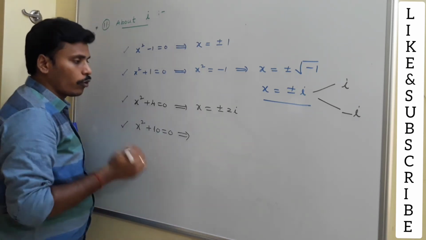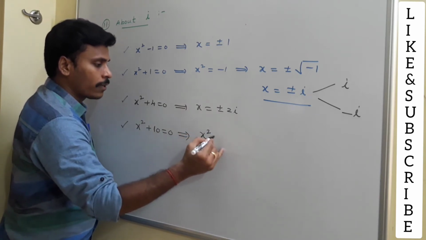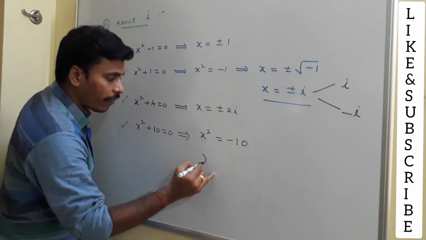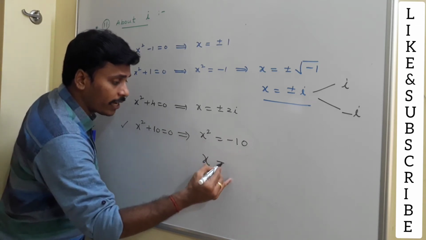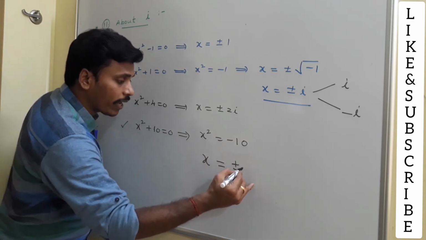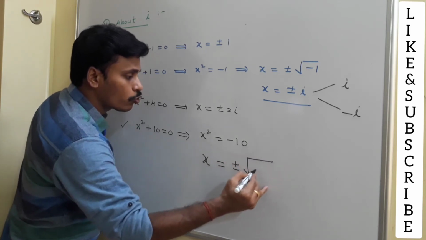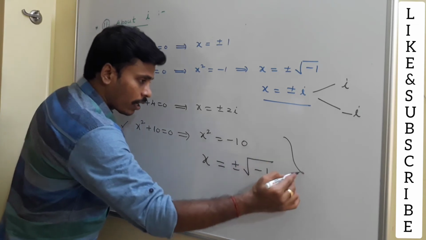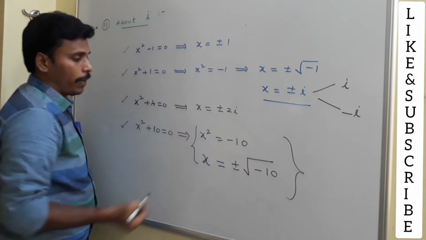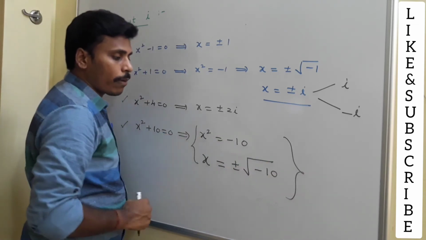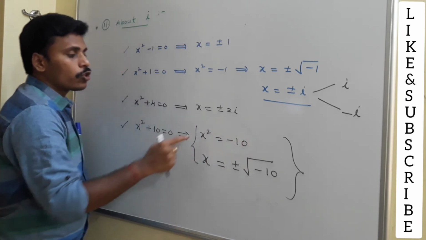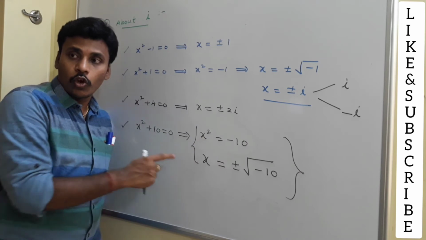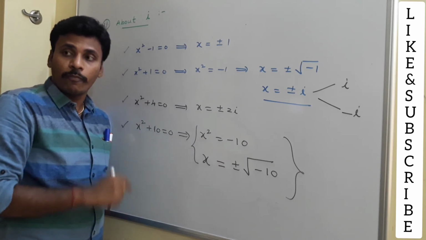I don't know the value of root 10, but I will write it like this. x square is equal to minus 10. At the next step you can write x is equal to plus or minus root of minus 10. Pay your attention to these two steps. x square is equal to minus 10. This is some quantity, so squaring when it moves that side will become plus or minus of the root. So x is equal to plus or minus root of minus 10.